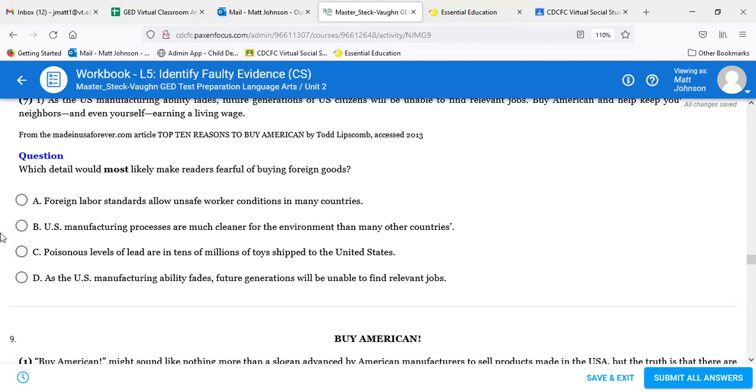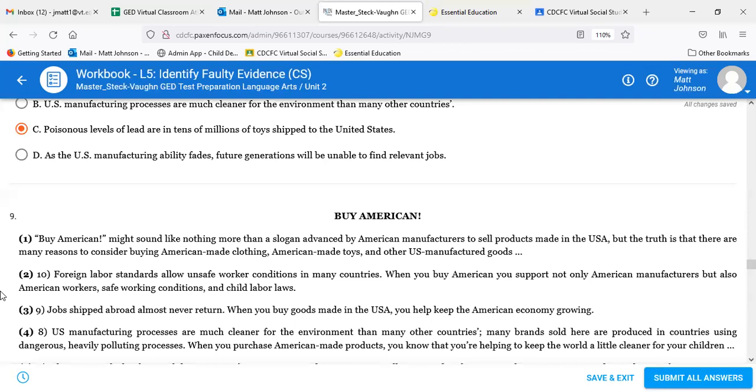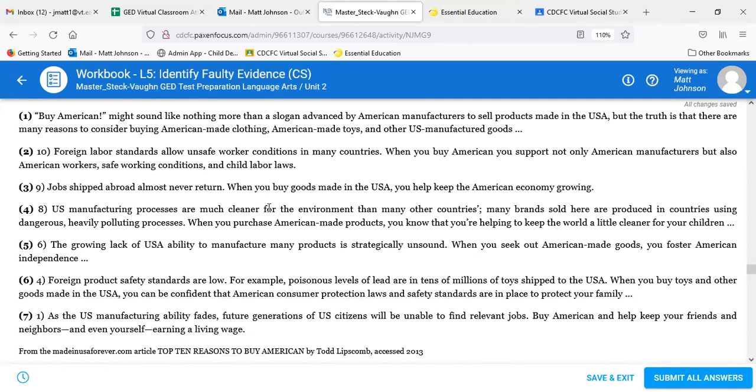Is it A or C? It's C, right? It brings fear that you're poisoning your children by buying them lead-laced toys. That's invoking a fearful idea there. So, appealing to fear. Number 8 is C.